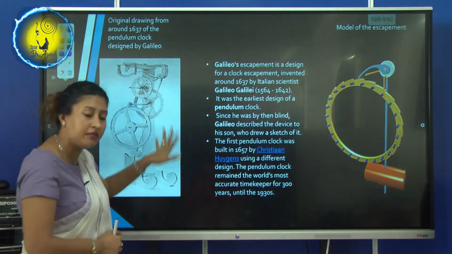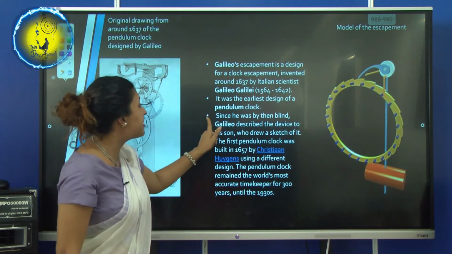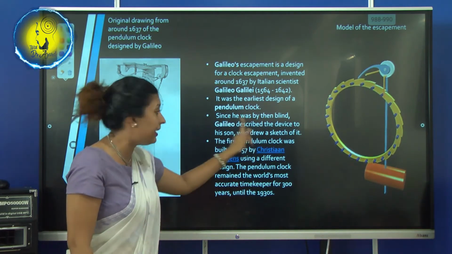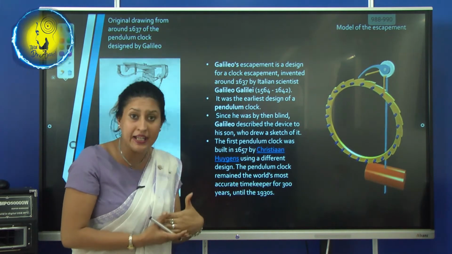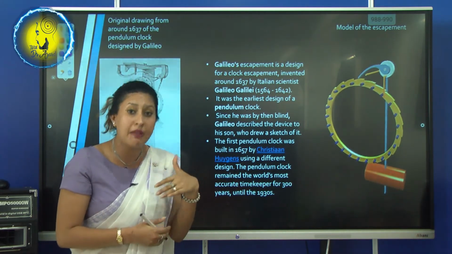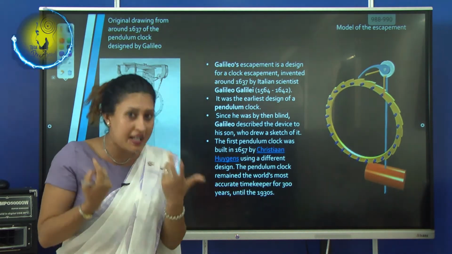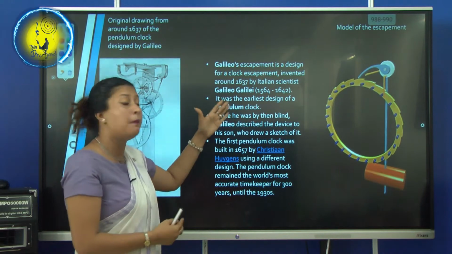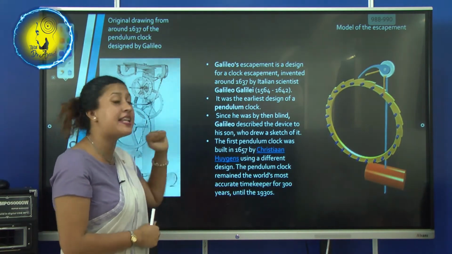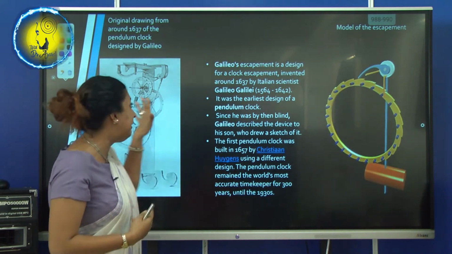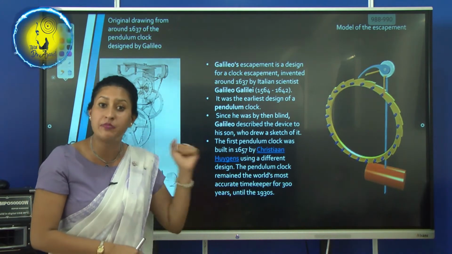Now you must be wondering what is this. I will come to that. First listen to me. Since he was blind at that time, unfortunately blind. What do you mean by blind? Blind means we can't see, isn't it? So he was blind by then. Because of that, he described this pendulum clock to his son. Then he drew the sketch.